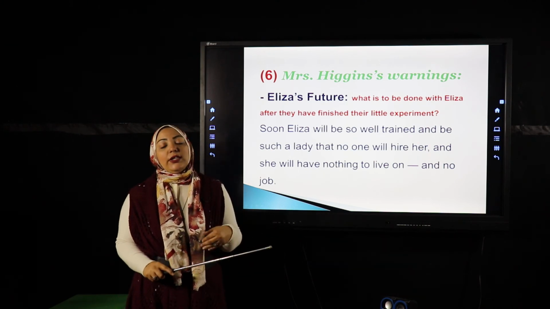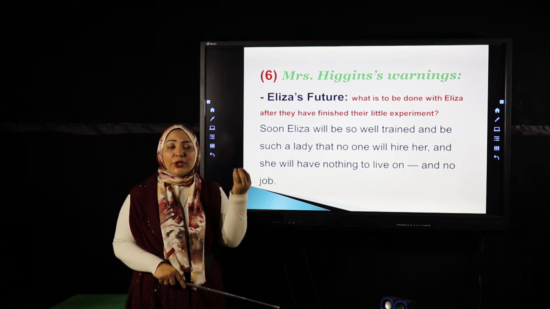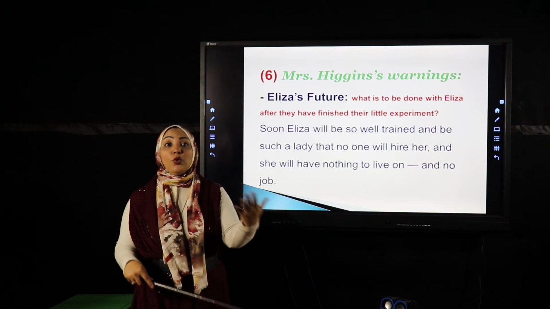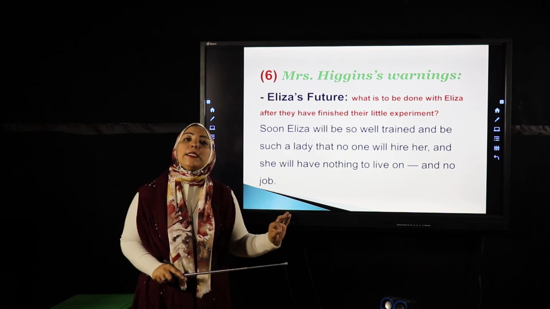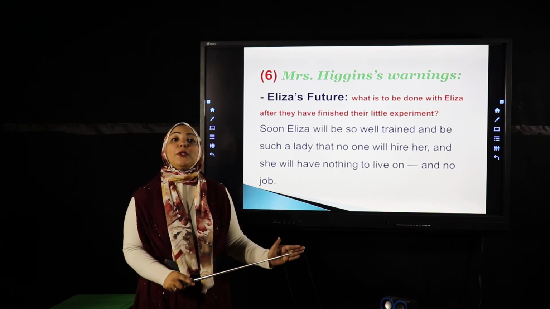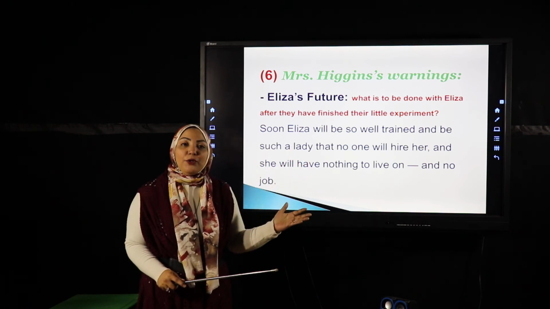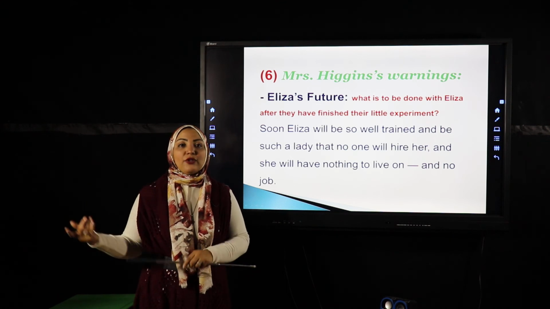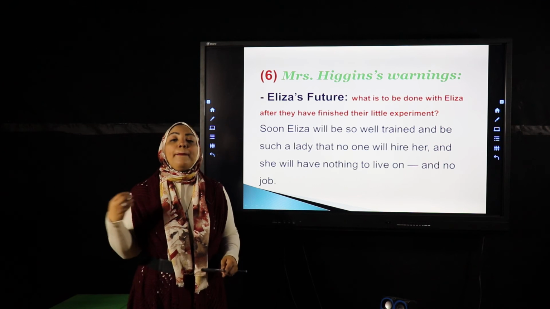As we said before, Higgins is a man of no emotions. He doesn't deal with Eliza as a person who has feelings, who has a future, who has a character, who has ambition, nothing like this. He just deals with her as material or as a subject for his study and his experiment. So he didn't bother himself thinking about what will happen to Eliza. As we said before, he can simply throw her away back to the gutter or to where she belonged. He doesn't care.